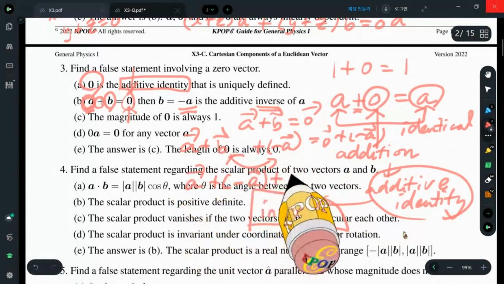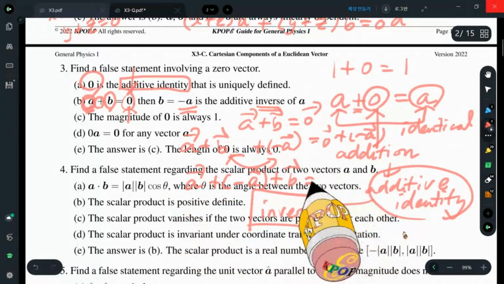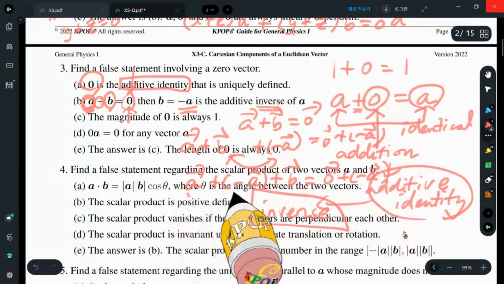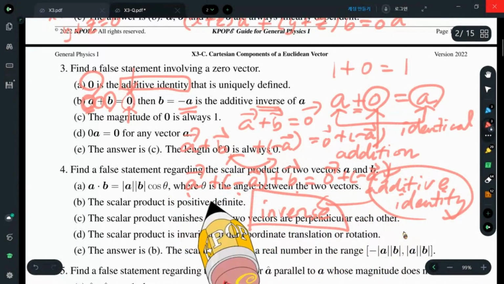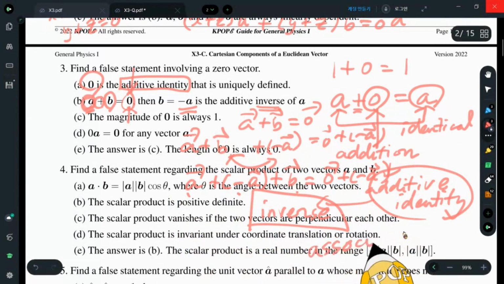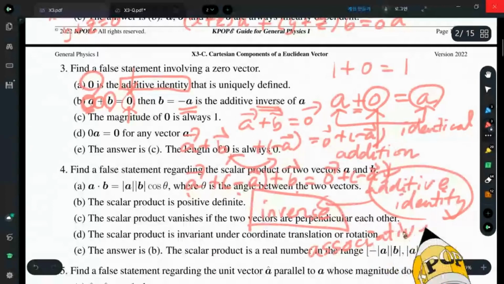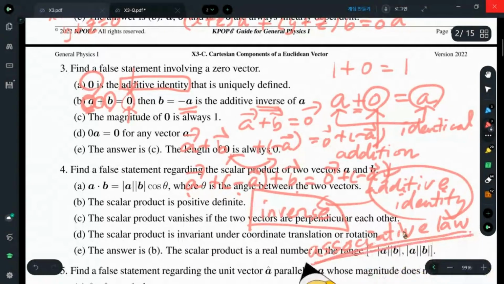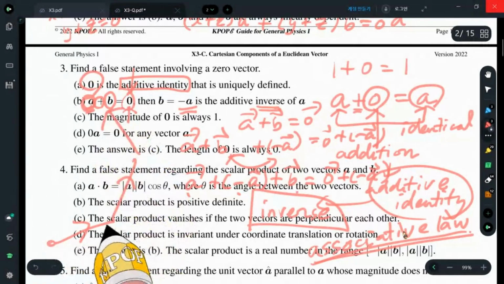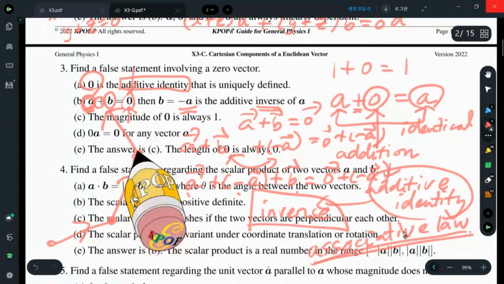Let me do some stupid job, mathematician like this. And then there are 3 pieces. Now I apply the associative law. This is not coming from mathematics. Mathematicians call it this, but you just add 3 vectors. You just walk from Seoul, Busan, New York.